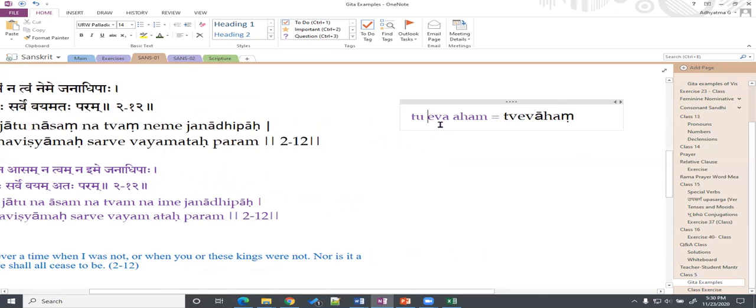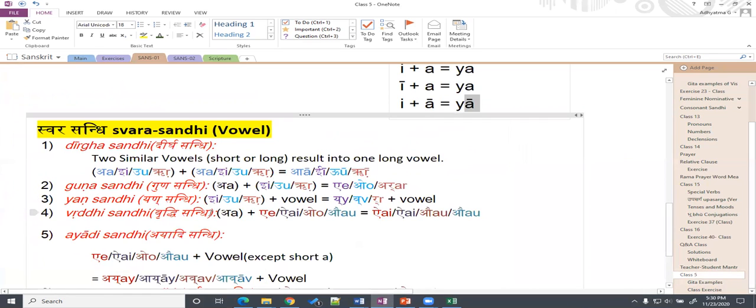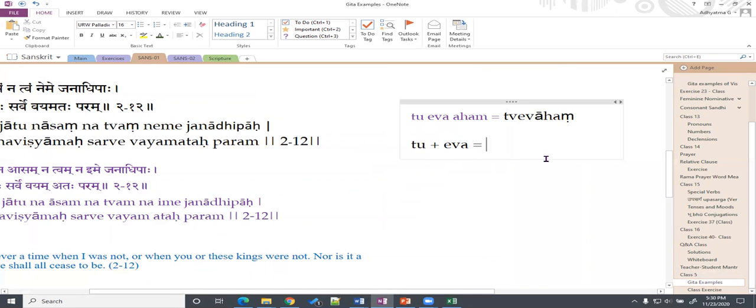Essentially two different Sandhis are taking place. First, tu plus eva: the Sandhi is happening between Ukara and Ekara, because the rule says the second vowel could be any dissimilar vowel, and the first vowel, Ukara, changes into Vakara. So it becomes like this. And once this is formed, then I will have aham, and here Akara plus Akara is Dirgha Sandhi, and therefore it becomes Tvevaham. So that becomes the Yana Sandhi.